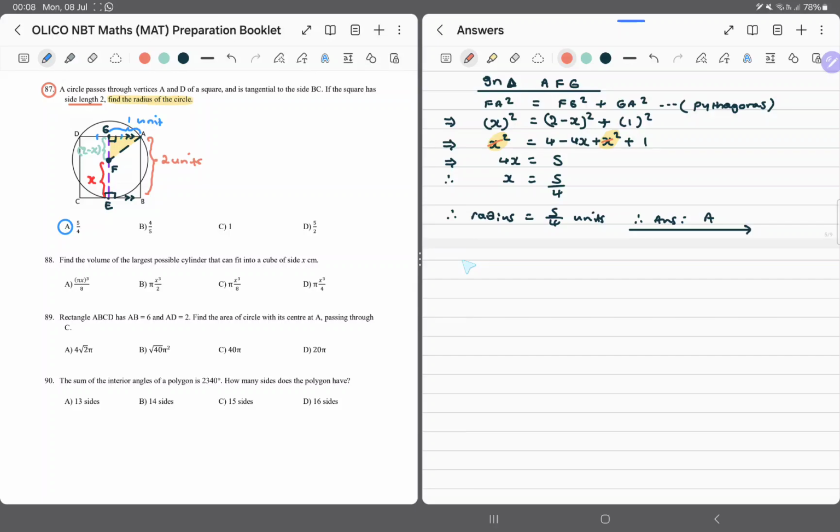Okay, let's go for question 88 without wasting time. Now it says, find the volume of the largest possible cylinder that can fit into a cube with side x centimeters. Okay, so again we need a cube here.